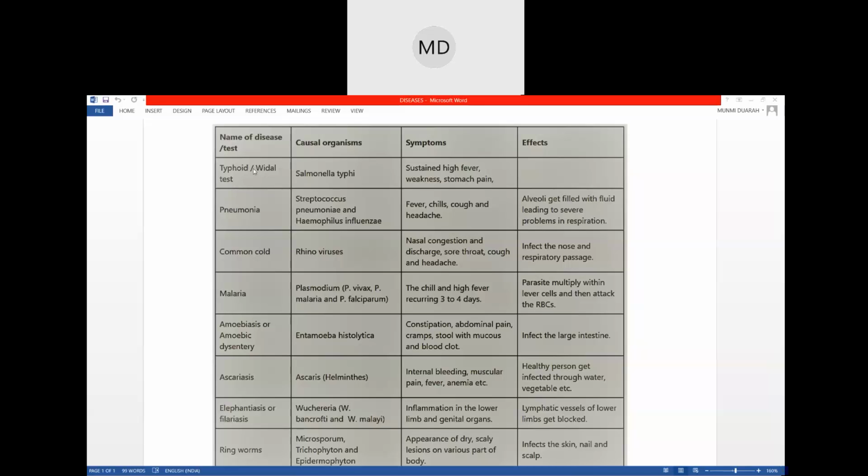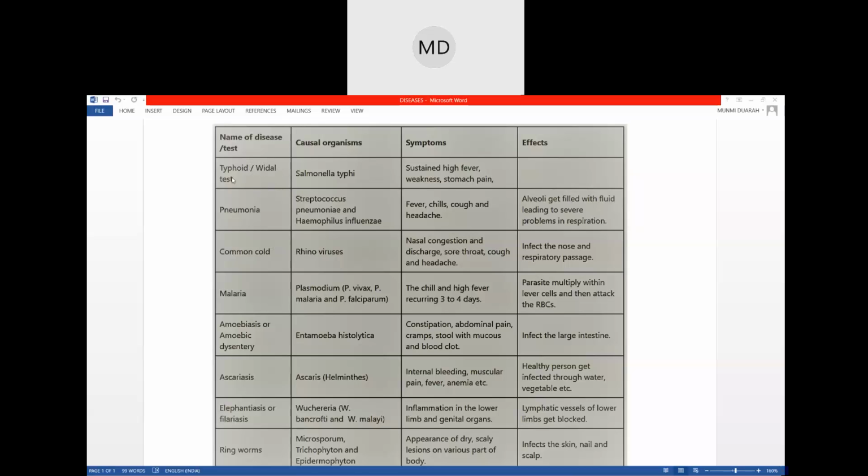And what is the Widal test? For typhoid, in order to detect typhoid, there is a test. Like for coronavirus, in order to test COVID-19: the virus is coronavirus, right? The disease is COVID-19. So to detect the coronavirus, a nasopharyngeal swab is taken, like from the nose a swab is taken. In the same way, for typhoid there is a test.